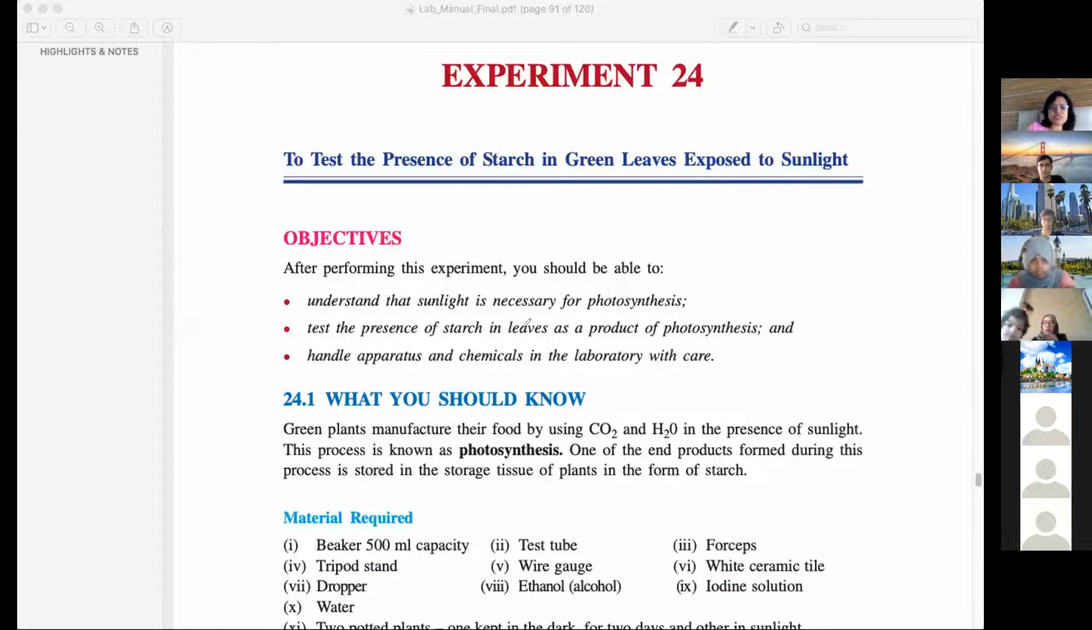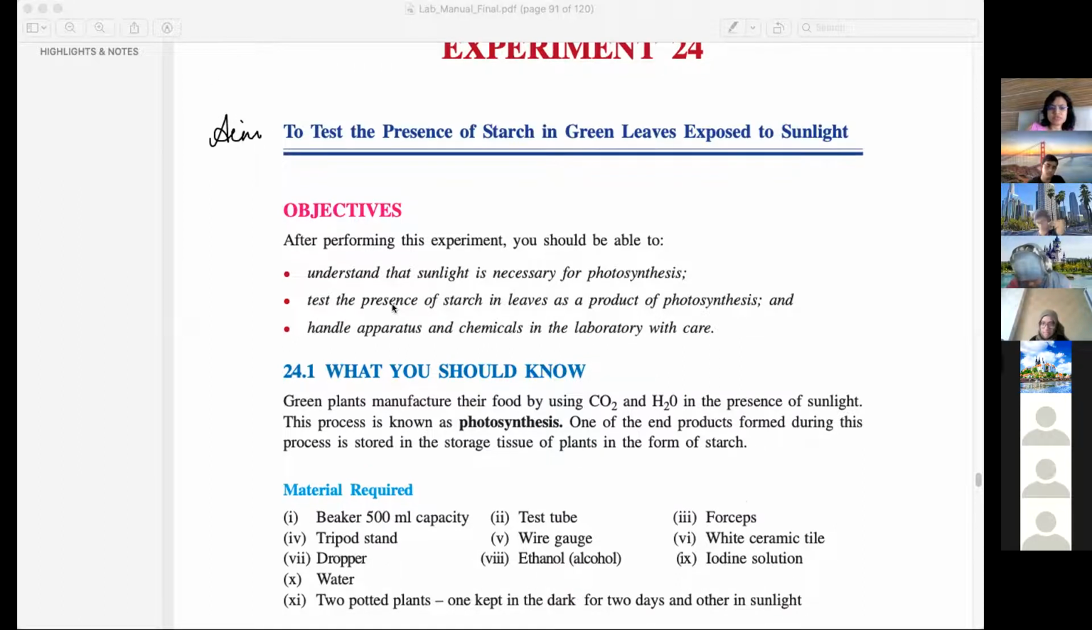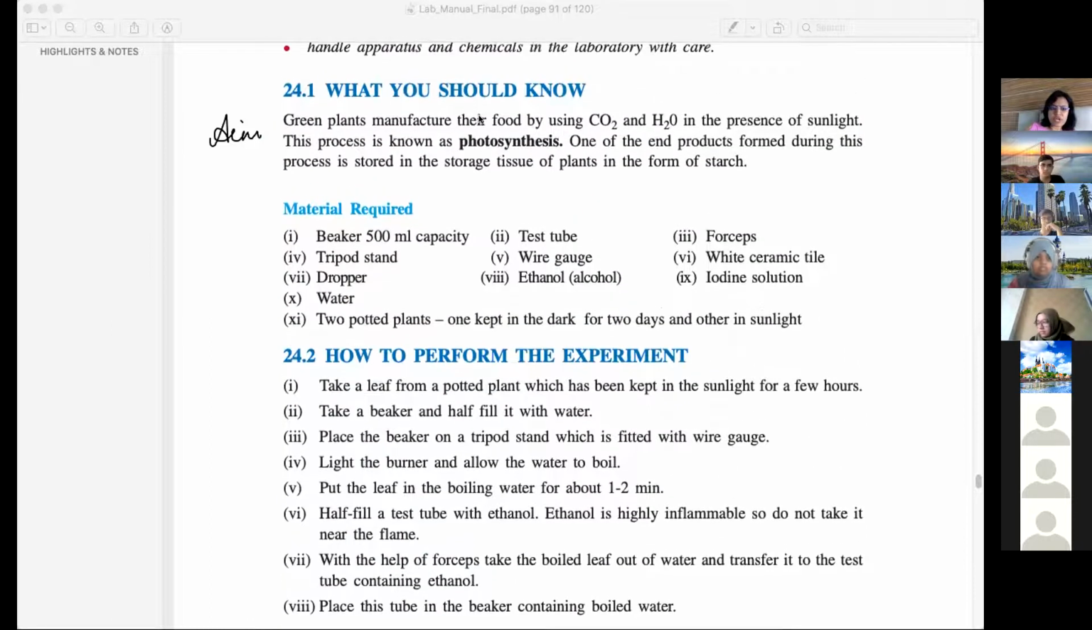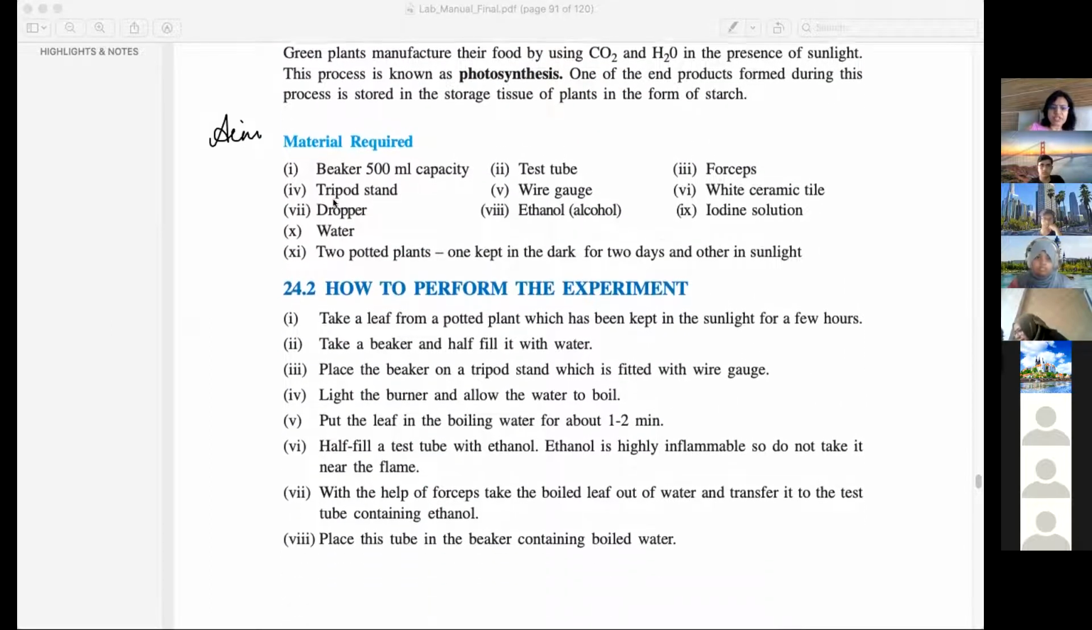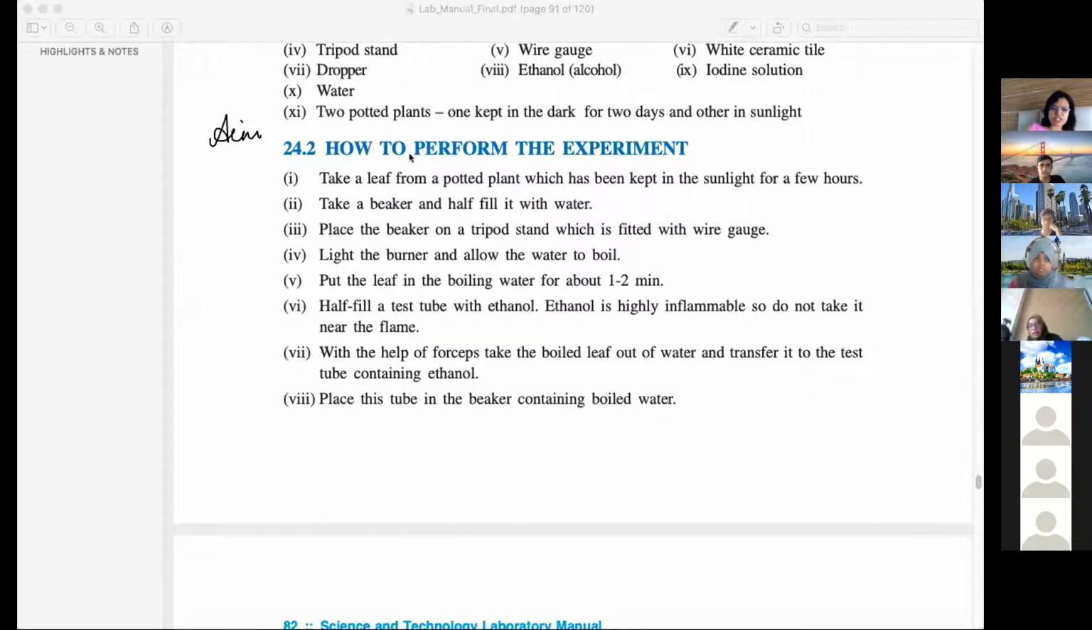So because that is there in your theory, osmosis अगर theory में नहीं है तो then I'll not give. We can do this. So do this third experiment to test the presence of starch in green leaves exposed to sunlight. Okay, don't do osmosis wala. Isme bhi what I should know, don't write. Material required, you will write. How to perform the experiment is procedure.